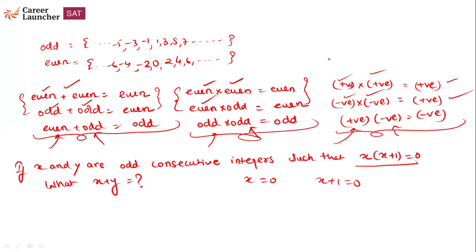Don't worry. Okay. So now, product of two integers is 0. That means at least one of them is 0. Either x is 0 or x plus 1 is 0. Correct? Now, x can never be 0. Why? Because x is an odd integer and 0 is an even integer. So this is something that is not possible. Now x plus 1 is 0. That means x is equal to minus 1. Clear?